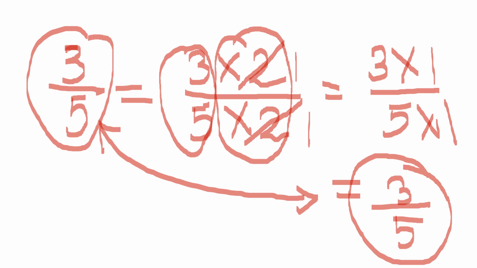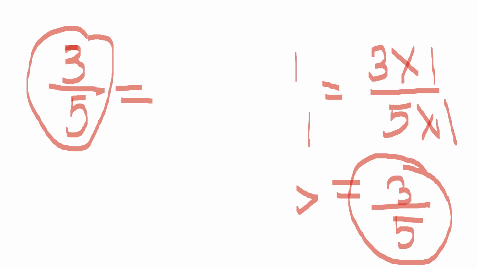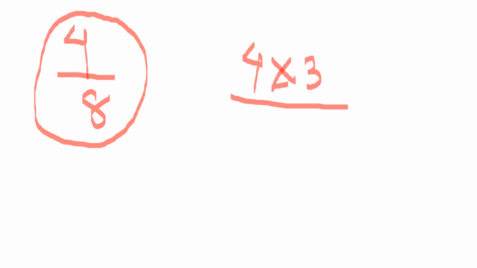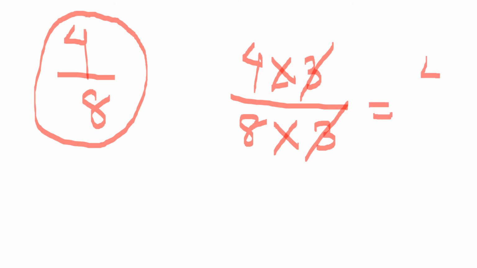Understood? Whenever I multiply the same number in the numerator and the denominator, then the fraction does not change. For example, I can show you some more. Suppose I write 4 by 8. Is this a fraction? Yes, this is a fraction. Now I multiply 3 on top. What should I do then? 3 should be multiplied below also, right? Since it's multiplication, I can cancel 3 and 3. So what do I get? 4 by 8 itself. Can you see there's no change?